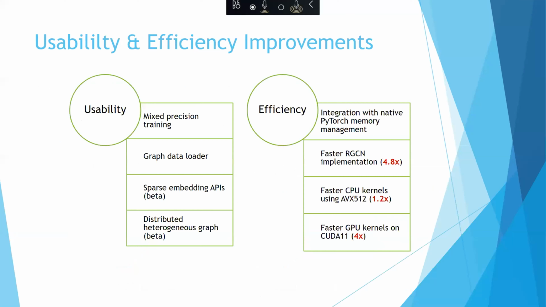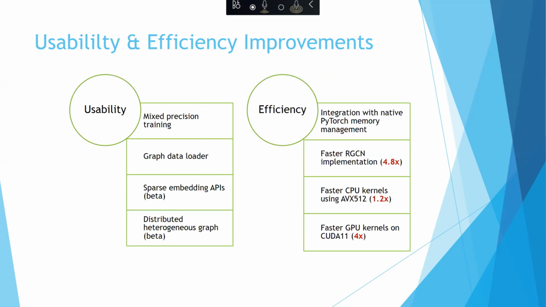Finally, we have some improvements to usability and system efficiency. On the usability side, DGL now supports half precision training or mixed precision training. We also have a utility called Graph Data Loader for the graph classification task. And there are two experimental features called sparse embedding and distributed heterogeneous graph. On the efficiency side, DGL now fully integrates with PyTorch's native memory management, which avoids a lot of unnecessary CUDA malloc and CUDA free. And we have faster module implementations like RGCN, and also faster kernels on both the CPU and the GPU.